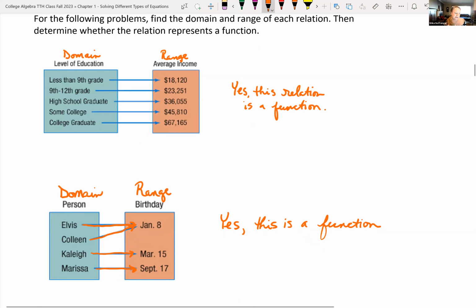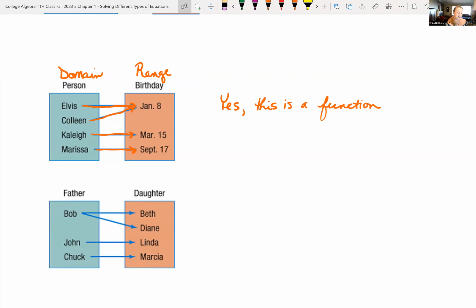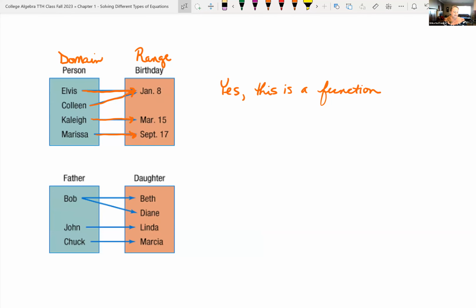So one more example similar to this. We have father and we have daughter. So our fathers, we have Bob, John, and Chuck. And then daughters, we have Beth, Diane, Linda, and Marcia. Bob has 2 daughters, Beth and Diane, and John has 1 daughter, Linda, and Chuck has 1 daughter, Marcia. So would this be a function? Yes or no? Our domain would be the fathers, and the range is our daughter. So for my class, thumbs up if it is a function, thumbs down if it's not a function. And I'm going to pause while you guys vote.